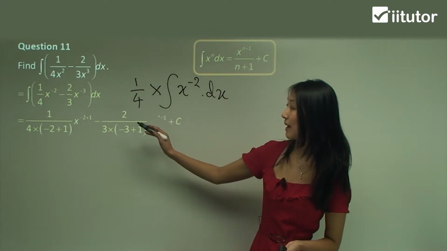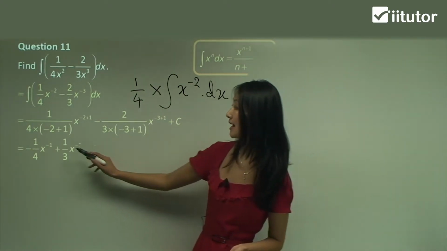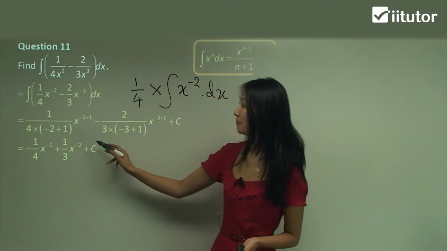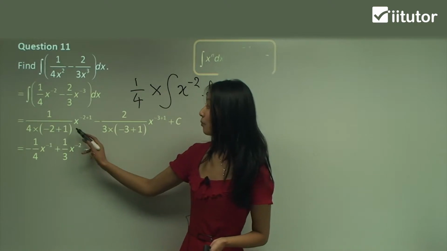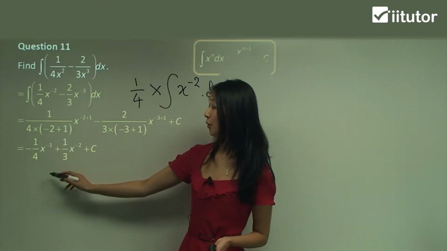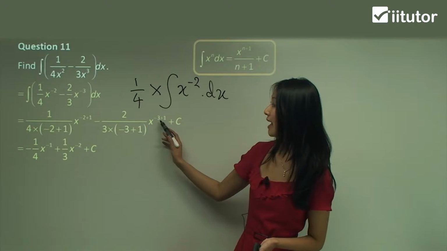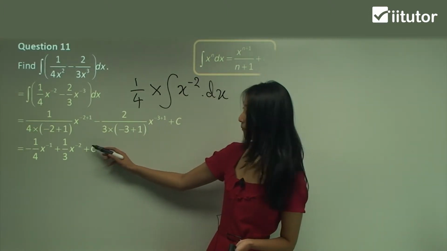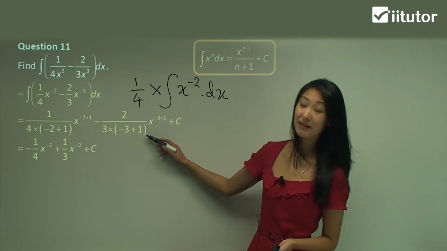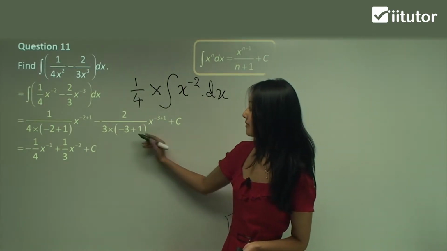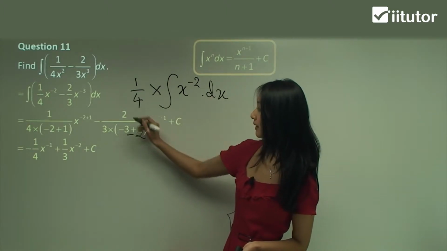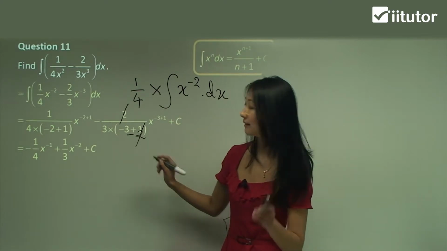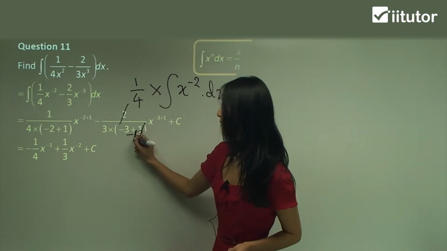So we know that x to the power of minus 2 plus 1 is going to give us x to the power of minus 1, and 4 multiplied by negative 2 plus 1 becomes negative 1, so that becomes negative 1 on 4. And over here we have x to the power of negative 3 plus 1, which becomes x to the power of negative 2, and negative 3 plus 1 becomes negative 2, multiplied by 3. But the negative 2 here, as you can see, will just cancel with that and leave us, importantly, with negative 1. So don't forget about that negative.